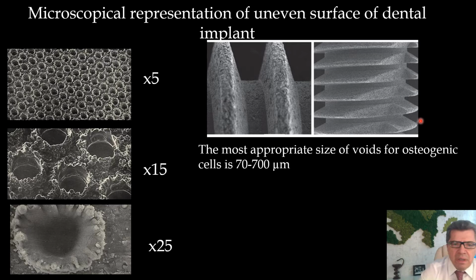Microscopically, we can see it magnified more than 5 times, 15 times, and 25 times. If this is like a crater, the most appropriate size for voids for osteogenic cells is 70 to 700 nanomicrons.